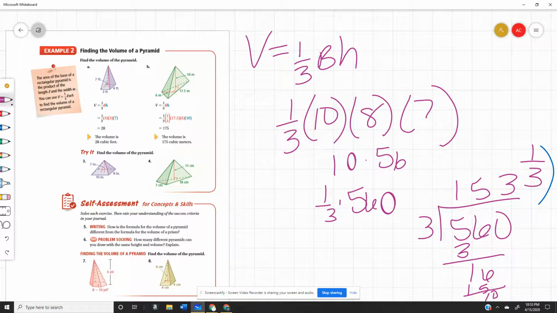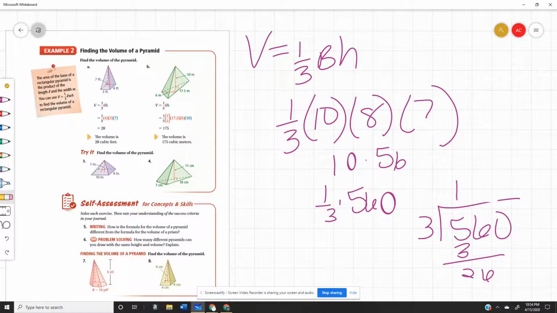And I think I did some math wrong. Let me check. Somewhere I did something wrong. 10 times 8 is 80. 80 times 7 is 560. Divided by 3 is 186. How did I do that wrong? Oh, guys, duh. Right here, 5 minus 3 is 26. That makes a big difference. This is why I need to be in class. I try to do math too fast, and you guys usually catch me in class. Okay.